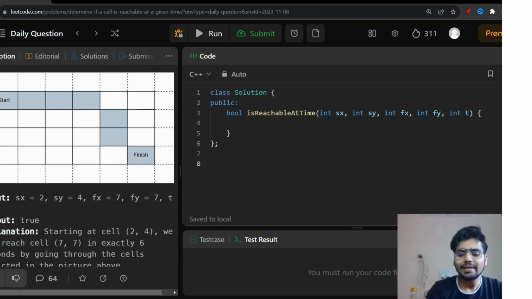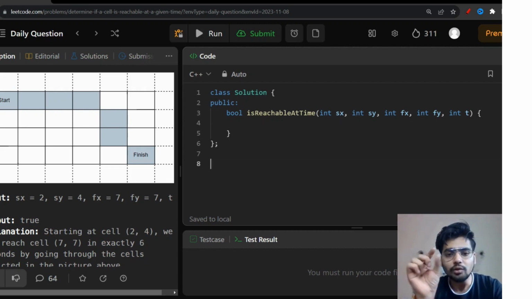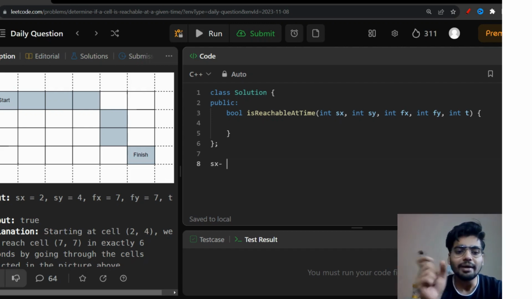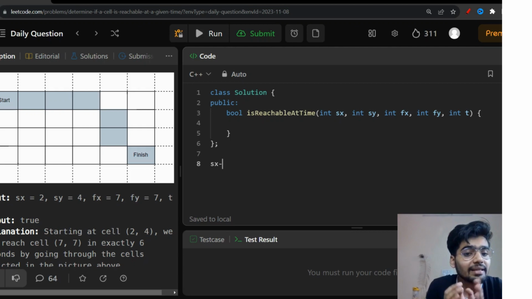So let's just understand what we can do. So guys, basically there is a starting point and an ending point, with horizontal coordinates and vertical coordinates, the x direction coordinate and the y direction coordinate. First of all, we have to understand the edge case. The edge case is that if our starting point and ending point are both equal, and we are given t as one second, then we can say it returns false as per the question's condition.